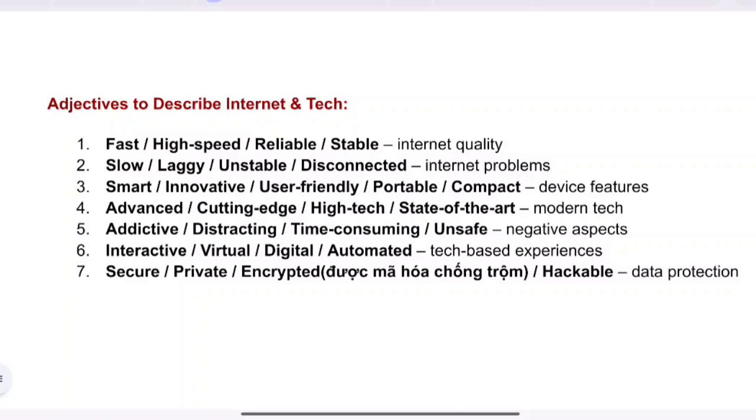Continue. If you want to talk about your experiences that is based on technology, you can say interactive, virtual, digital, or automatic. And finally, if you want to talk about the protection of data on cyberspace, you can say secure, private, encrypted, or hackable.